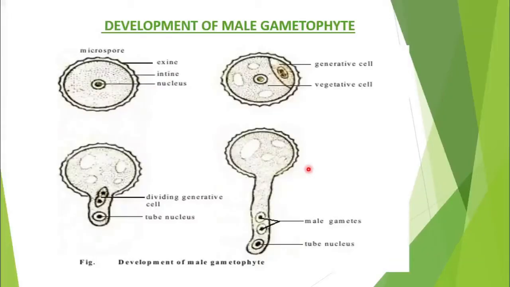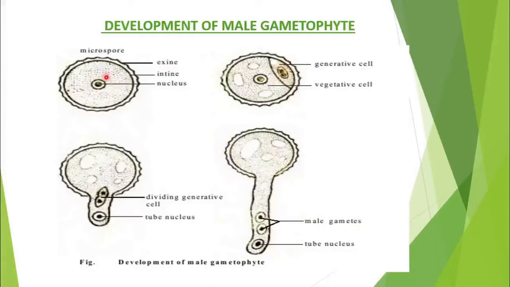Male gametophyte. First of all, we should know what is the meaning of development of male gametophyte. When there is development of male gametes, that step or that process is called development of male gametophyte. What happens here in development? Pollen grain. This is the pollen grain.